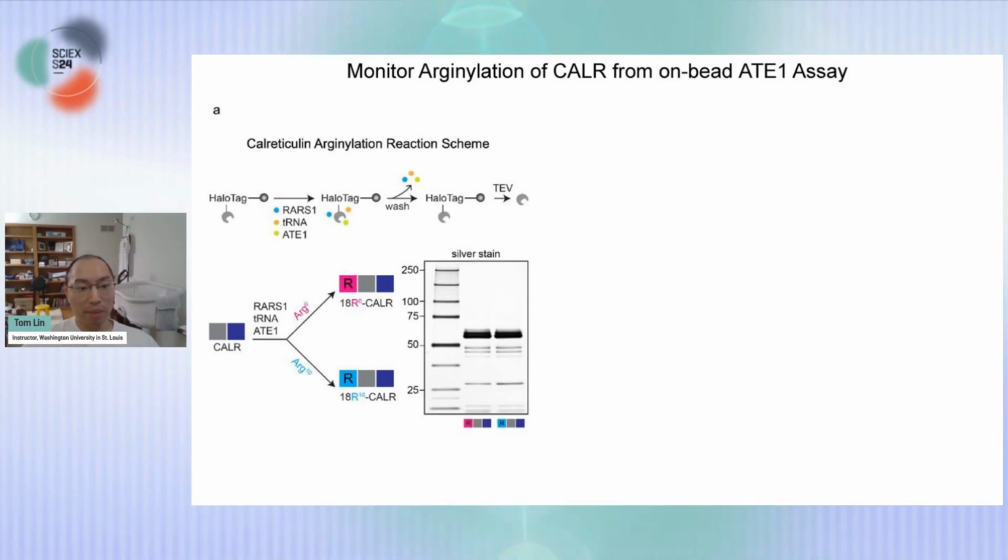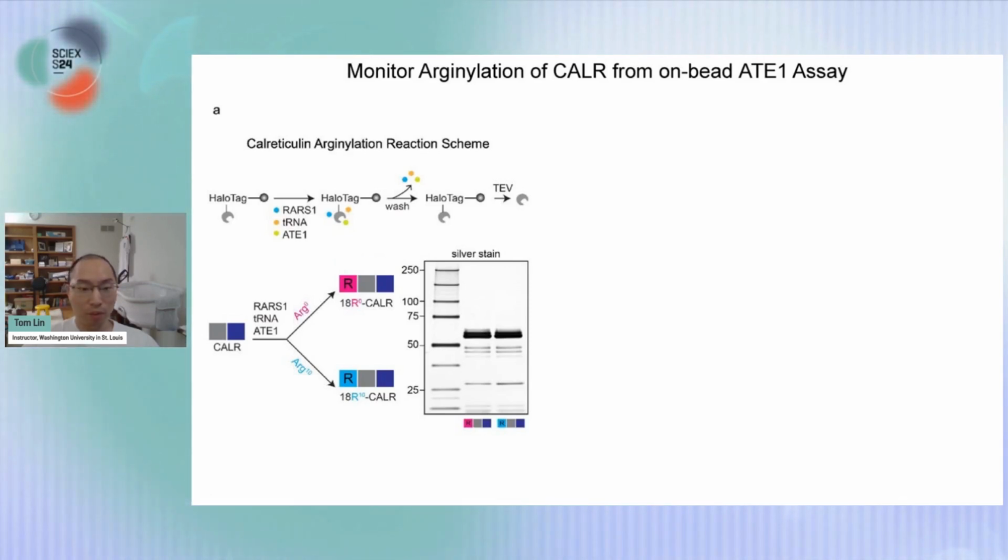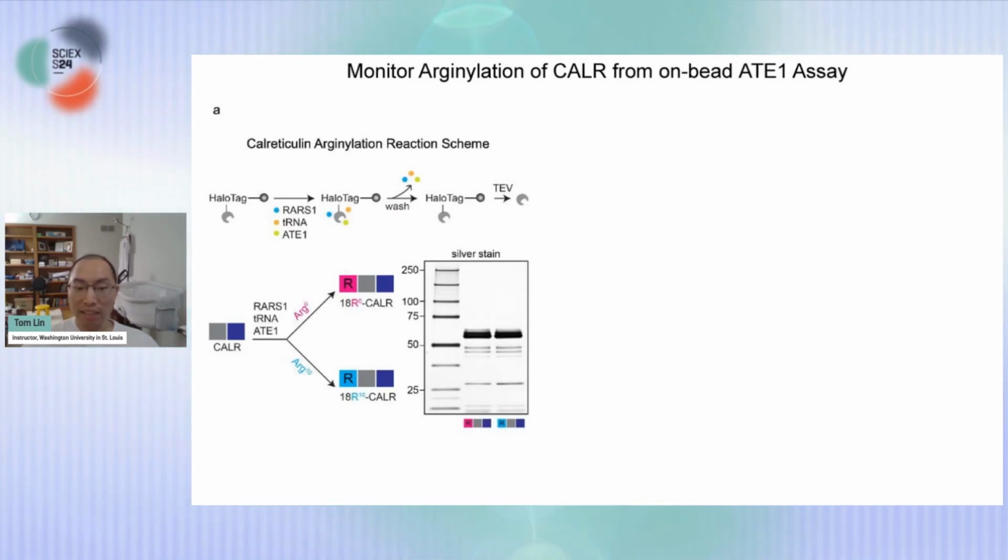Similarly, we have established an unbiased arginylation assay as shown in the top left corner. Briefly, calreticulin on halo beads can be reconstituted into the ATE1 assay, and the assay components were then washed away, and TEV protease was added to cleave the calreticulin proteins. And we did the isotopic arginylation using this new assay, and can see the calreticulin bands after the cleavage on the silver staining.